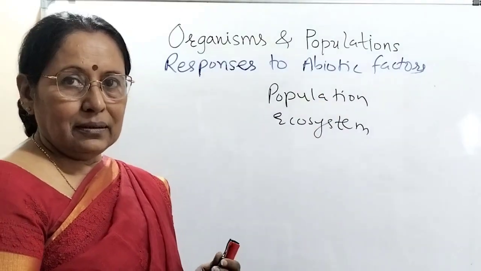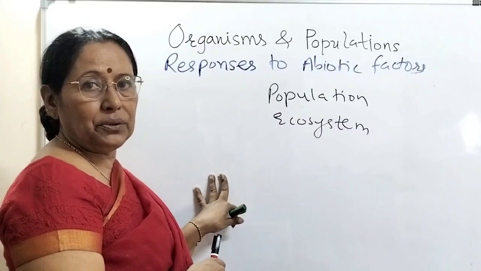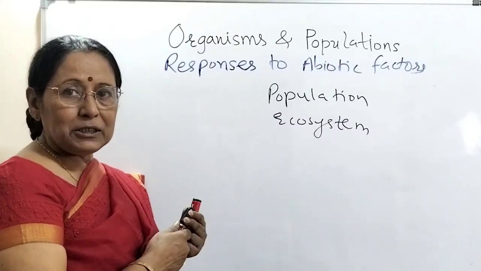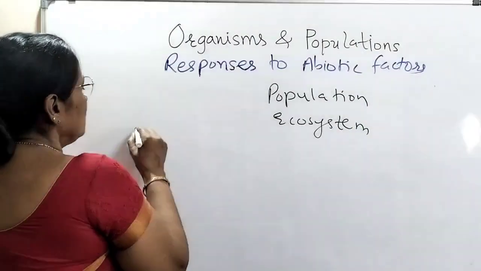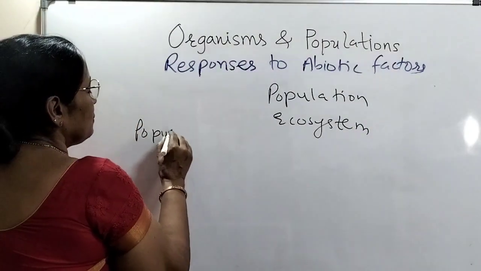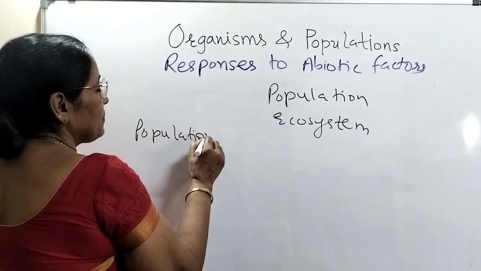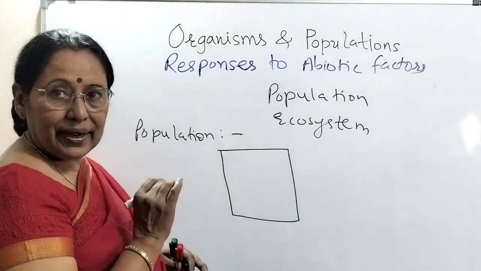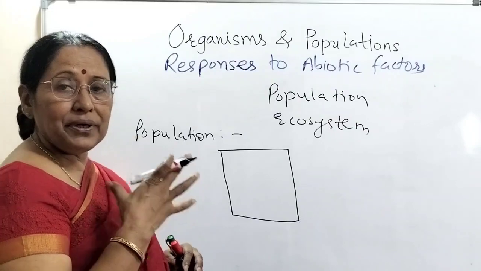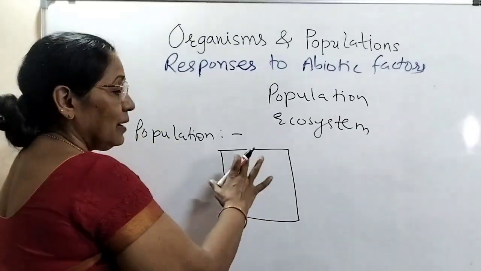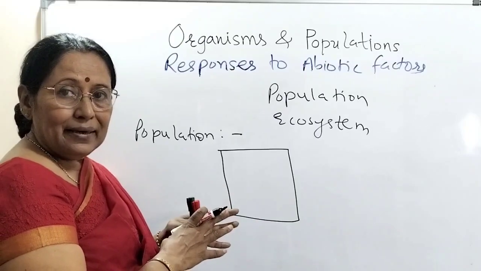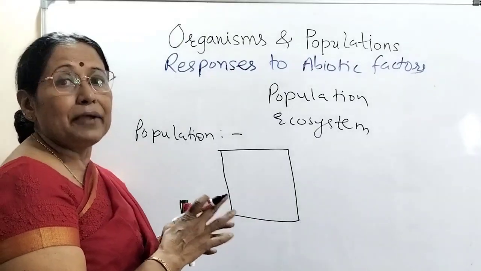What is population? Please pay proper attention to it, everyone. This is the base of this whole chapter. What is population? So, we will see what is population. Suppose this is the area we have taken. For population, we need to mention three things: a given area, the species living there, and the time period.